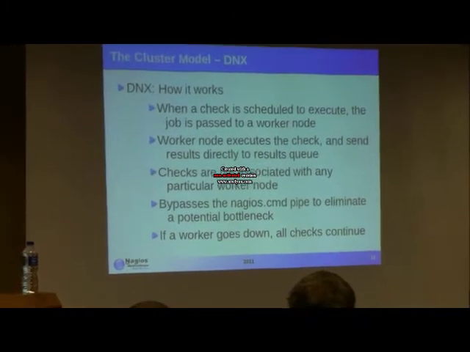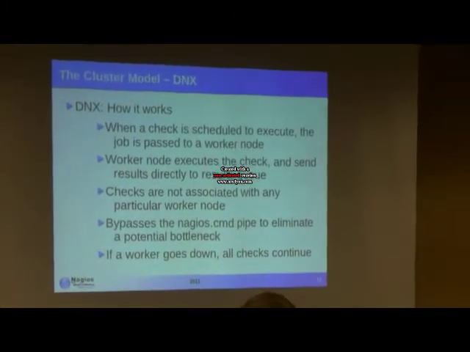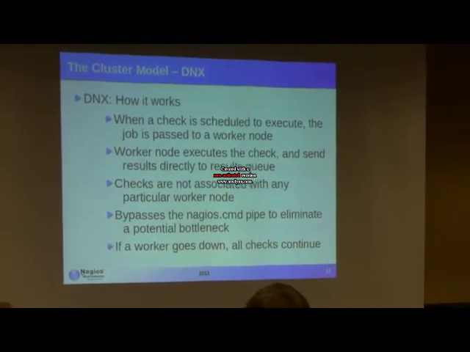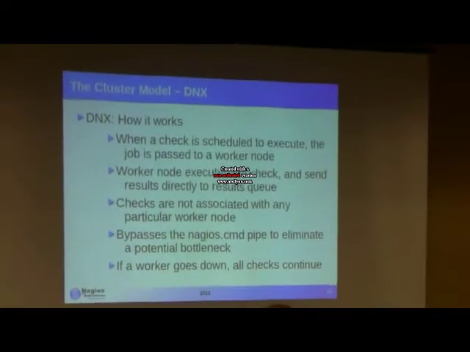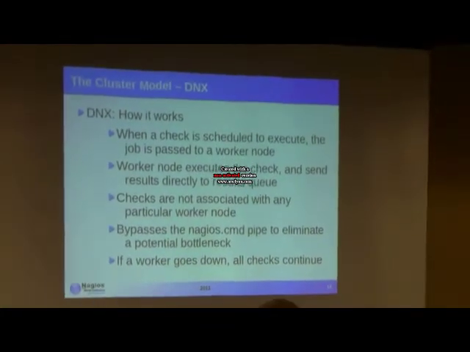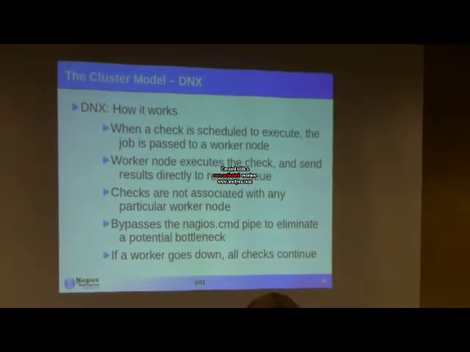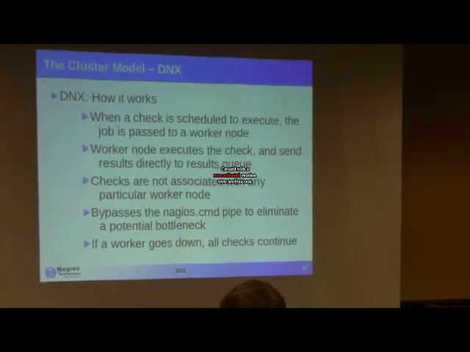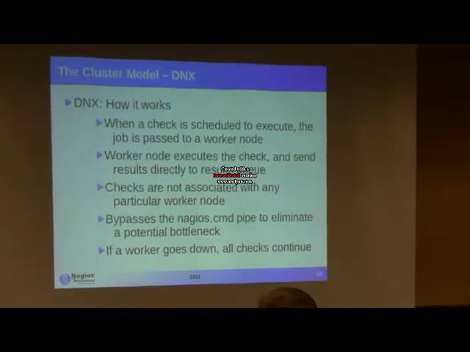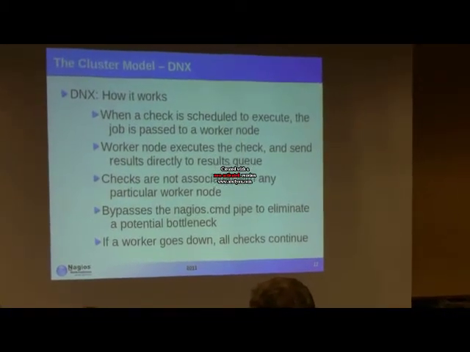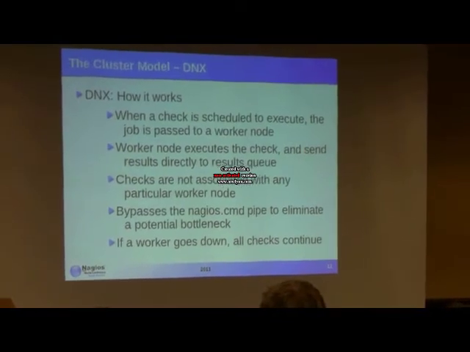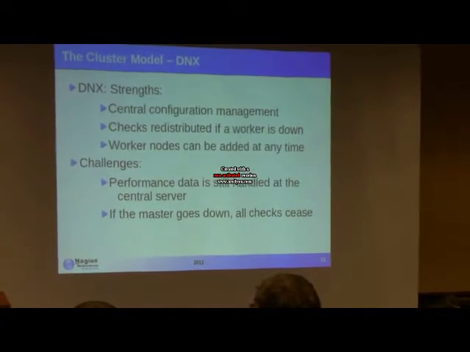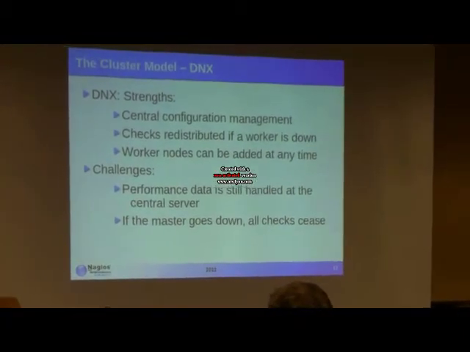And I haven't implemented this myself, but people I've seen, they get a pretty insane number of checks running at a very, very high volume. So if you're in an environment where you need to run 20, 30,000 checks every 5 minutes, this might be a decent option because you can do it with DNX and with this kind of a model. The checks are not associated with any particular worker node. As I said, they can be passed around. If one of them goes down, they can be redistributed. You can add new worker nodes at any time.